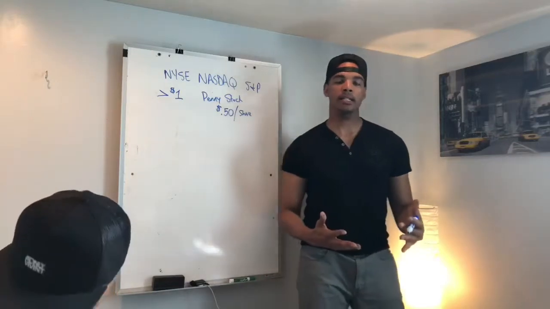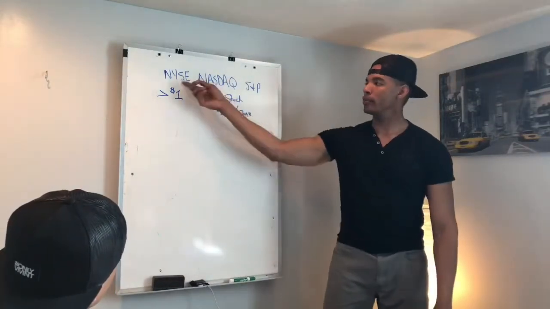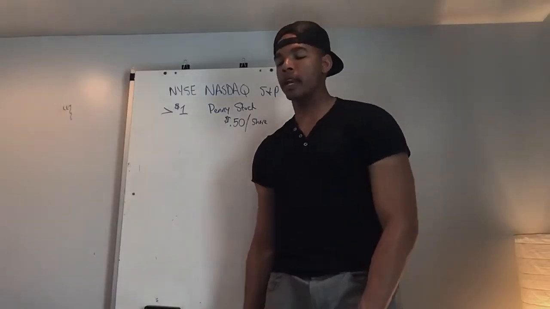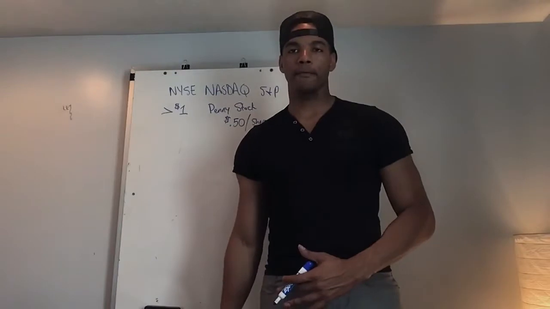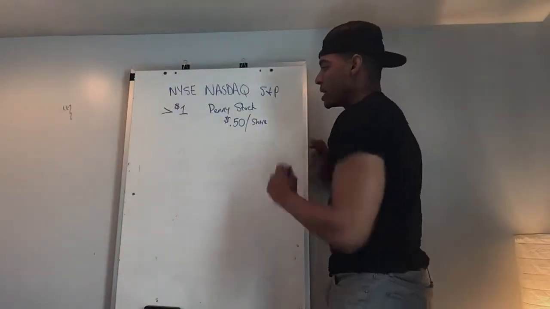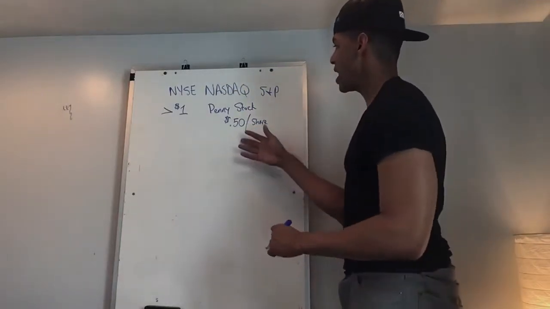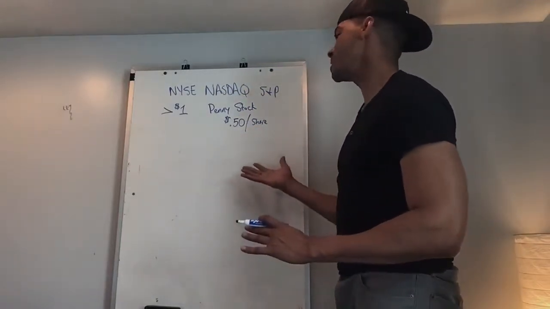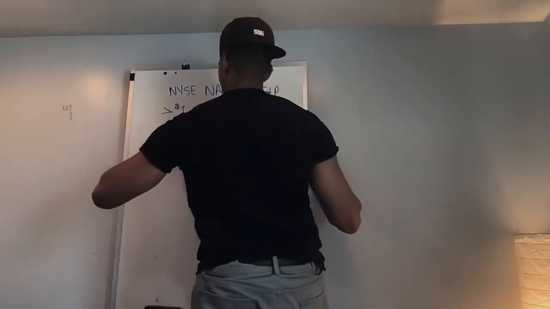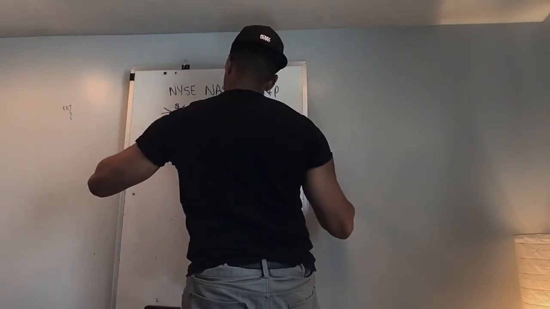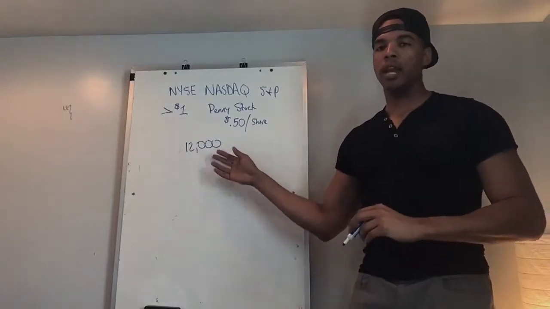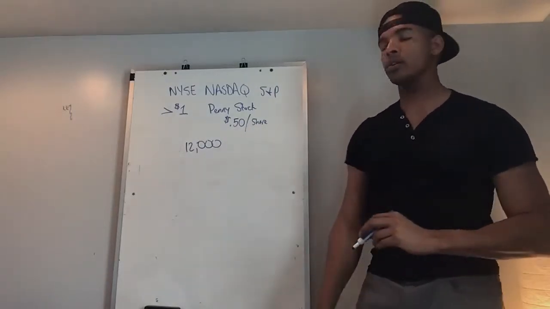You're going to get penny stocks that want to get in with the NASDAQ, S&P 500, and NYSE. They're wanting to do that. So how do they do that? This is how they do it. Let's say you bought 12,000 shares. That's your shares. Now what they're going to do as a company is a reverse split.